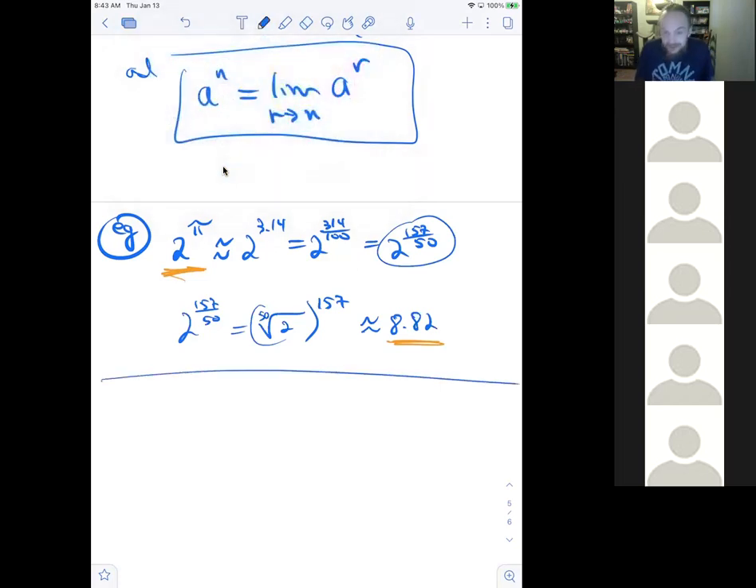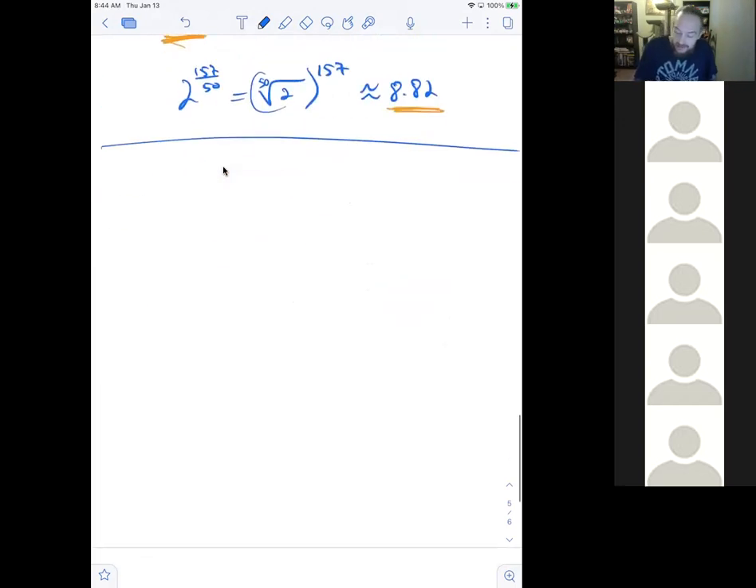Right, so that's our exponential function. If we build a function now and start plotting points, I should do one more thing. Here are the exponential laws, and then I'll do the logarithm laws.